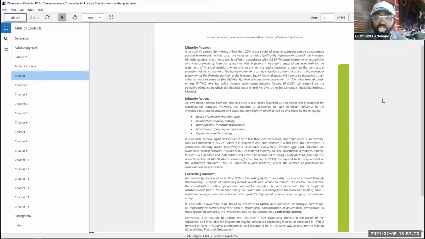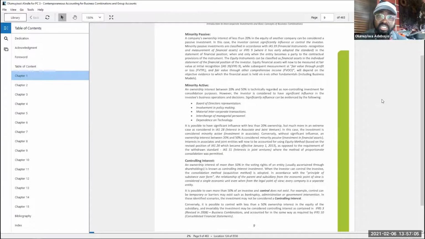Now let's move to the four things that intercorporate investment can give rise to: minority passive, minority active, controlling interest, and joint arrangement.